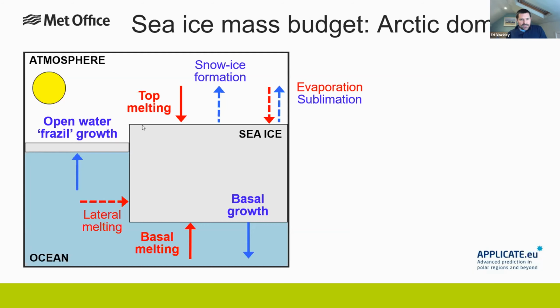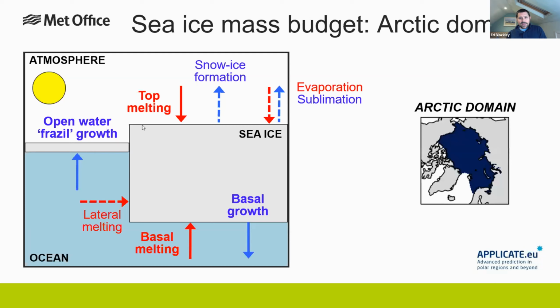But we're looking at an Arctic domain. So then we also have dynamical ice loss or gain. It's generally lost, but there is a very small amount of ice that convects into this domain. So this here on the right is the domain that we're looking at, and this on the left are all the processes that we're interested in.